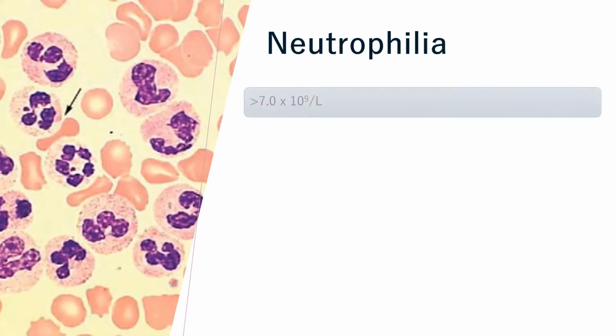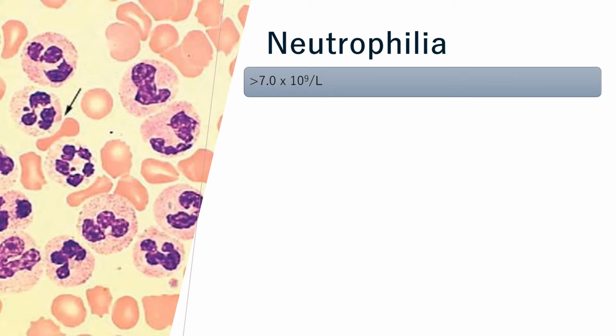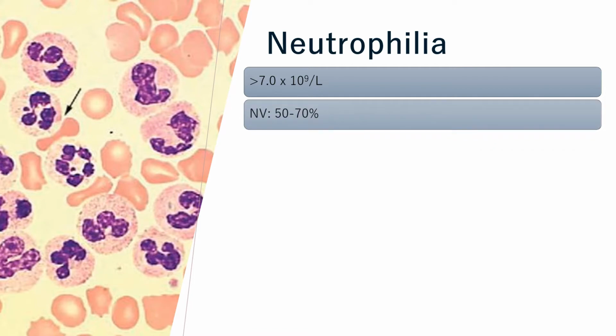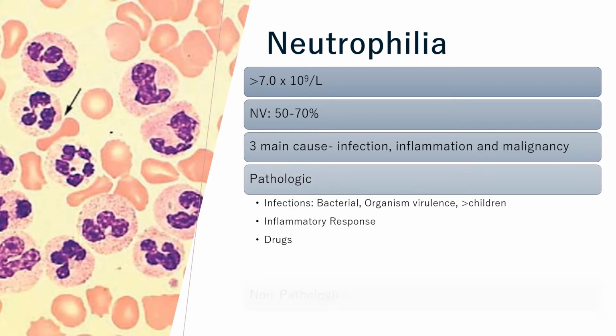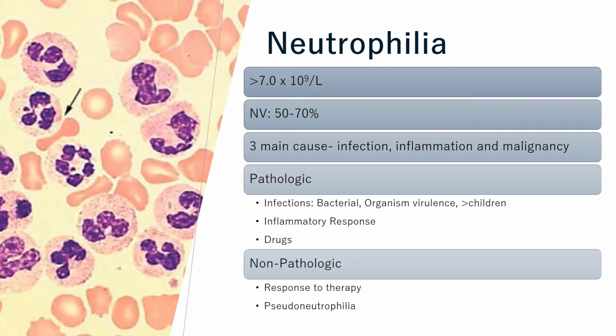An increase in neutrophils above 7 × 10^9 per liter in adults is referred to as neutrophilia. The normal relative neutrophil count is approximately 50 to 70%. And the three main causes of neutrophilia are infection, inflammation, and malignancy. Neutrophilia may either be pathologic or non-pathologic. Pathologic causes may be infections, inflammatory response, or drugs.